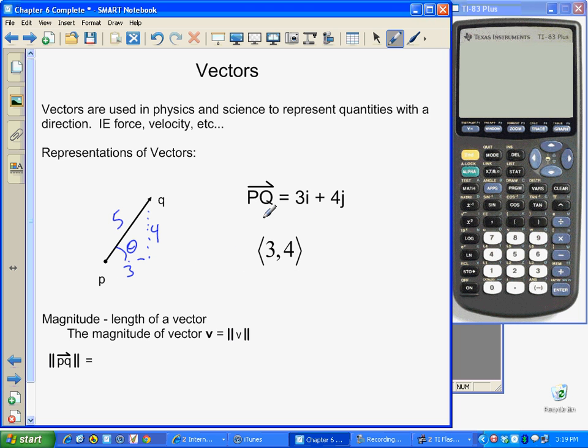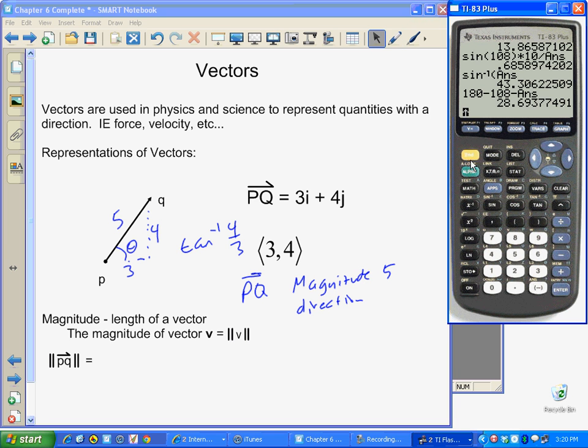So we could say vector PQ is this, or we could say PQ is magnitude 5, direction of theta. In order to find theta, we would have to do the tangent inverse of opposite over adjacent, 4/3. We get 53.13 degrees.